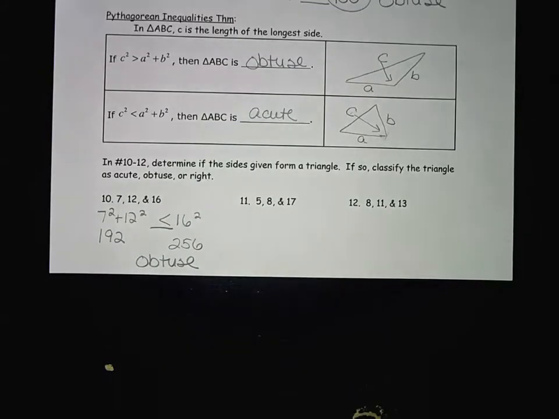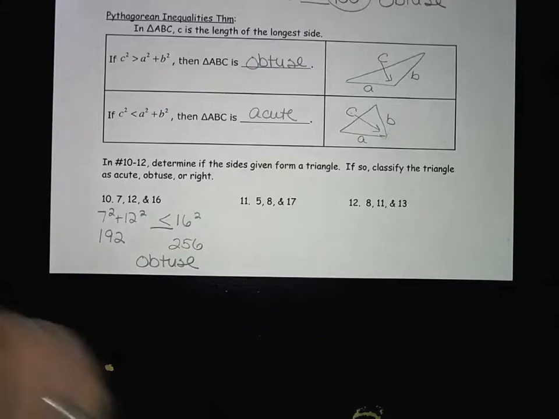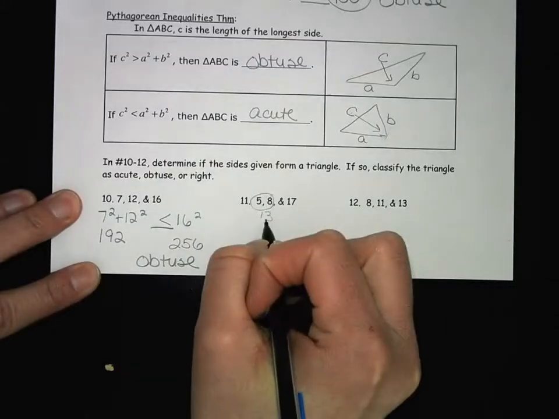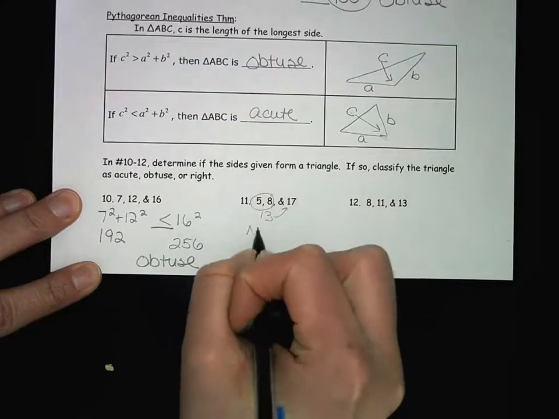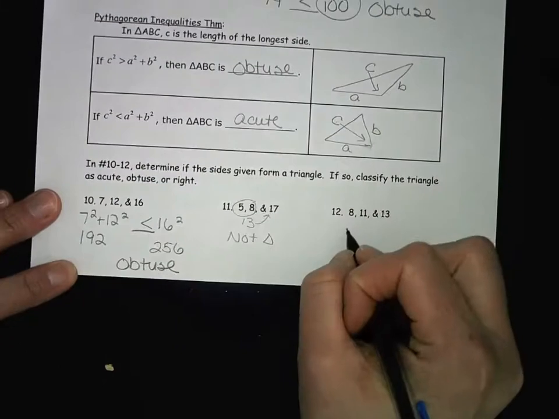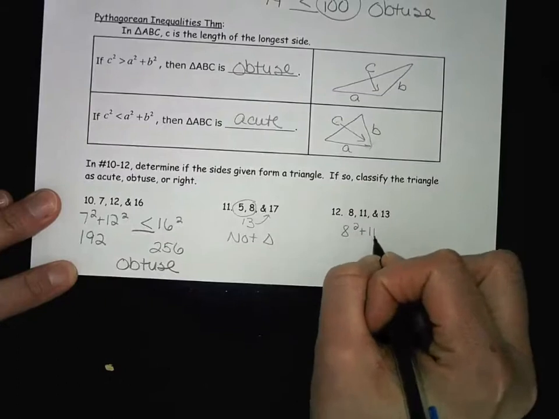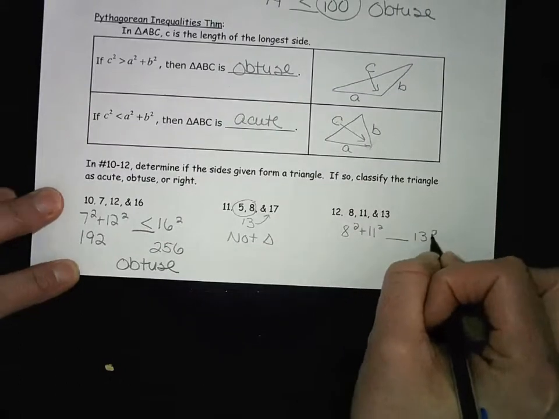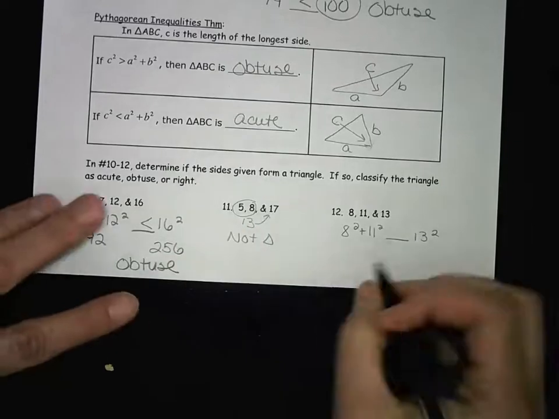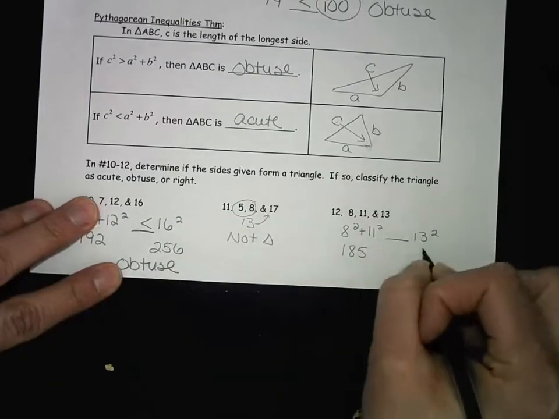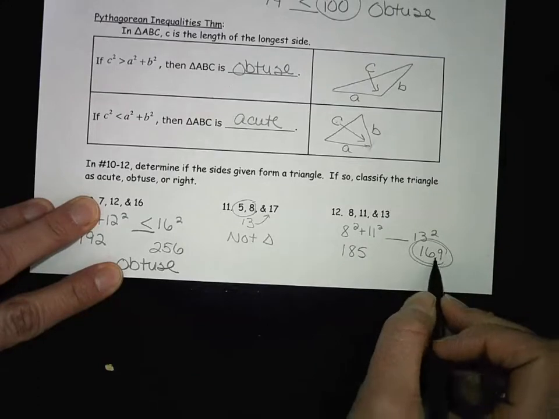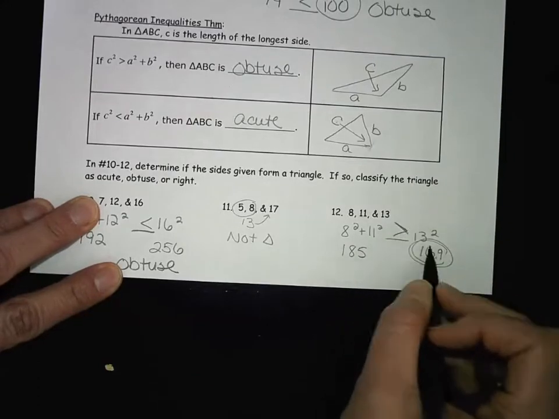All right, hopefully you've tried it. Number 11 is actually a little bit of a trick because if you add these together, you only get 13, which is not bigger. So this is actually not even a triangle. So that's a little trick. But if you go to 12 and you tried this one, 8 squared and 11 squared, and compare that to 13 squared, you get 185 to 169, which if you notice the c squared is smaller.